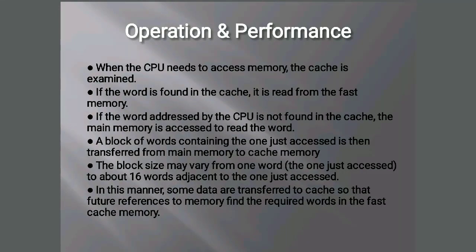Operation and performance. When the CPU needs to access memory, the cache is examined. If the word is found in the cache, it is read from the fast memory. If the word addressed by the CPU is not found in the cache, the main memory is accessed to read the word. A block of words containing the one just accessed is then transferred from main memory to cache memory. The block size may vary from one word, the one just accessed, to about 16 words adjacent to the one just accessed. In this manner, some data are transferred to cache so that future references to memory find the required words in the fast cache memory.